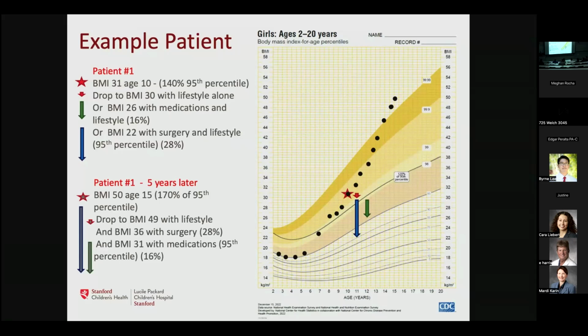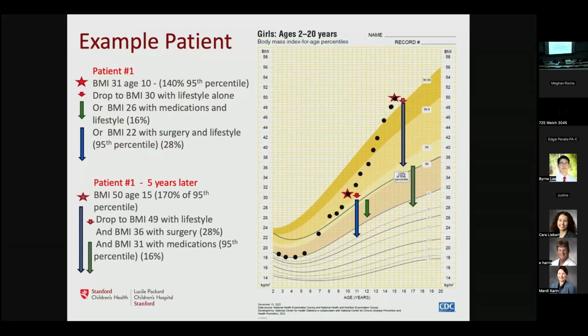And then you use medication, you use lifestyle, you use surgery, and you can't get down to a normal weight. You have to add medications. So this patient is now going to be on medications the rest of their life, and their BMI is still higher than it would have been if we had done surgery when they were 10.